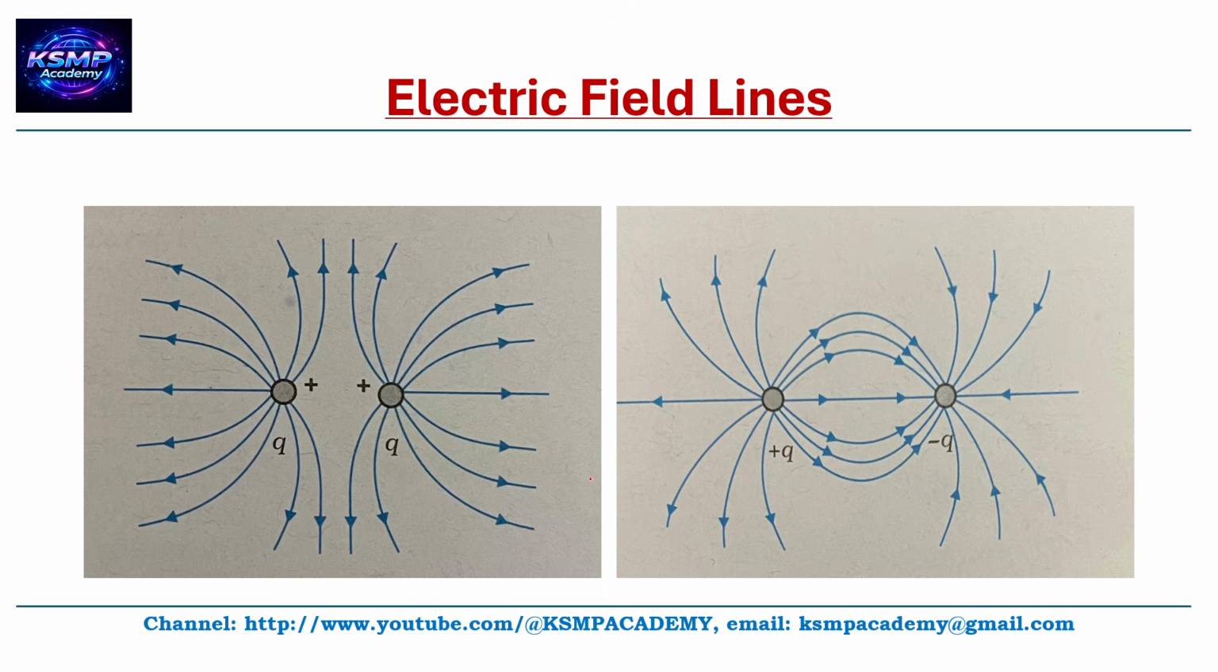Another diagram here is for you to understand the charges. You see there are two charges placed near to each other, that is plus Q and plus Q. In that case, this is the shape of the electric field lines, as you can think of with the help of Coulomb's law, because they will be repelling each other. Accordingly, the electric field lines will be rearranged.